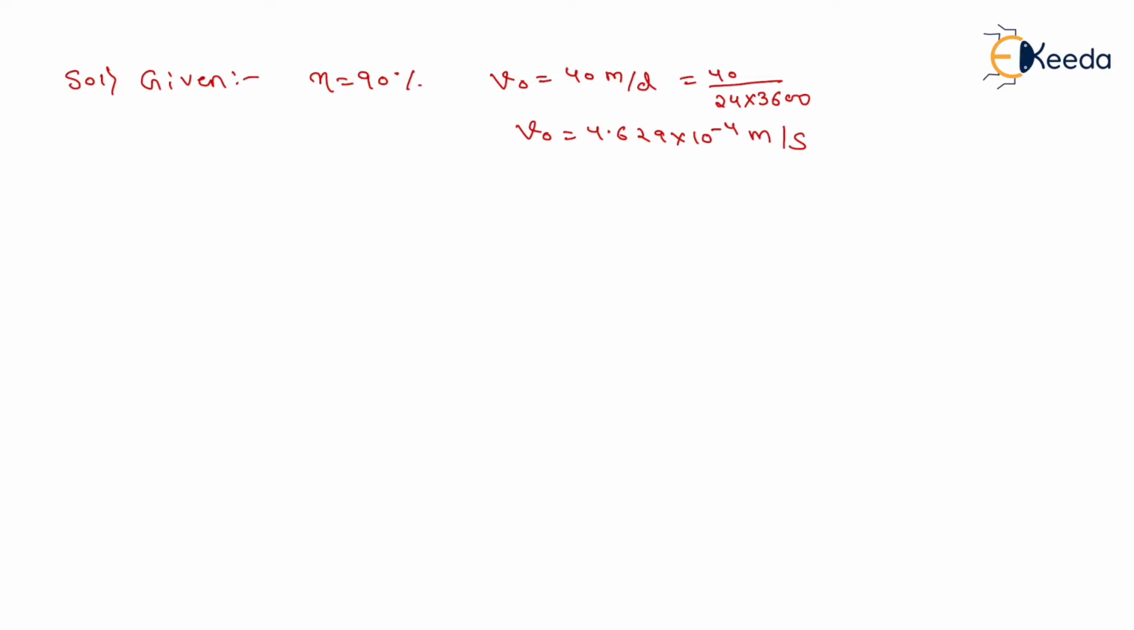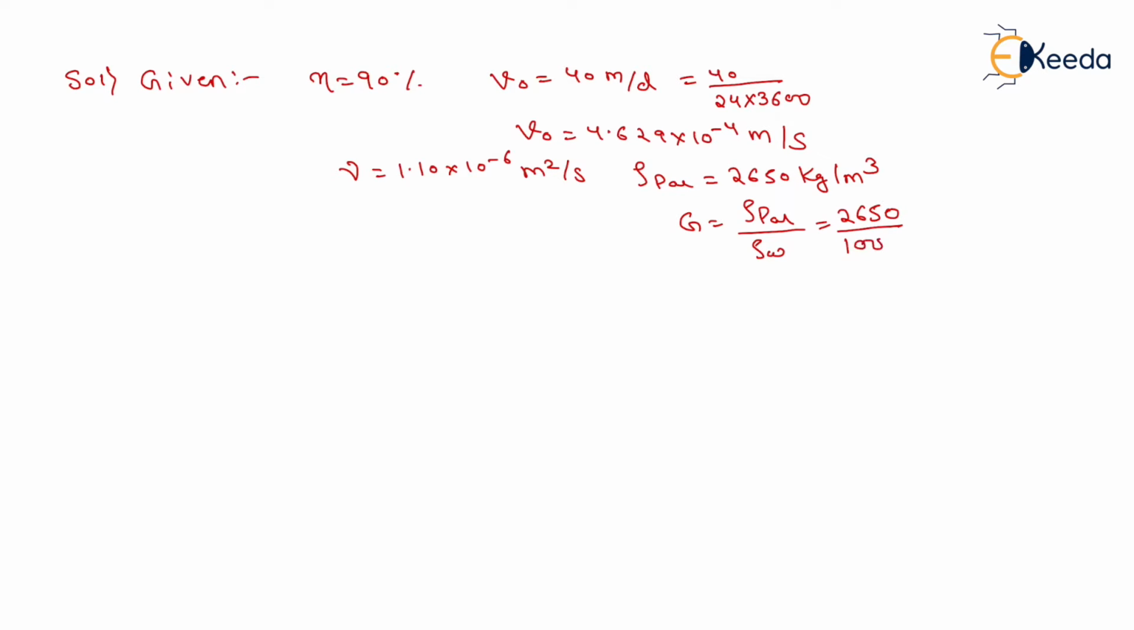Okay. Now kinematic viscosity is also given, which will be equal to 1.10 × 10^-6 m²/s, and rho of particle is given, that will be equal to 2650 kg/m³. Now we want to calculate the specific gravity. Specific gravity will be what? Rho of particle upon rho of standard fluid, which will be the density of water. So rho of particle will be 2650 and rho of water will be 1000. So we get the value of capital G as 2.65. That will be the specific gravity of the particle.